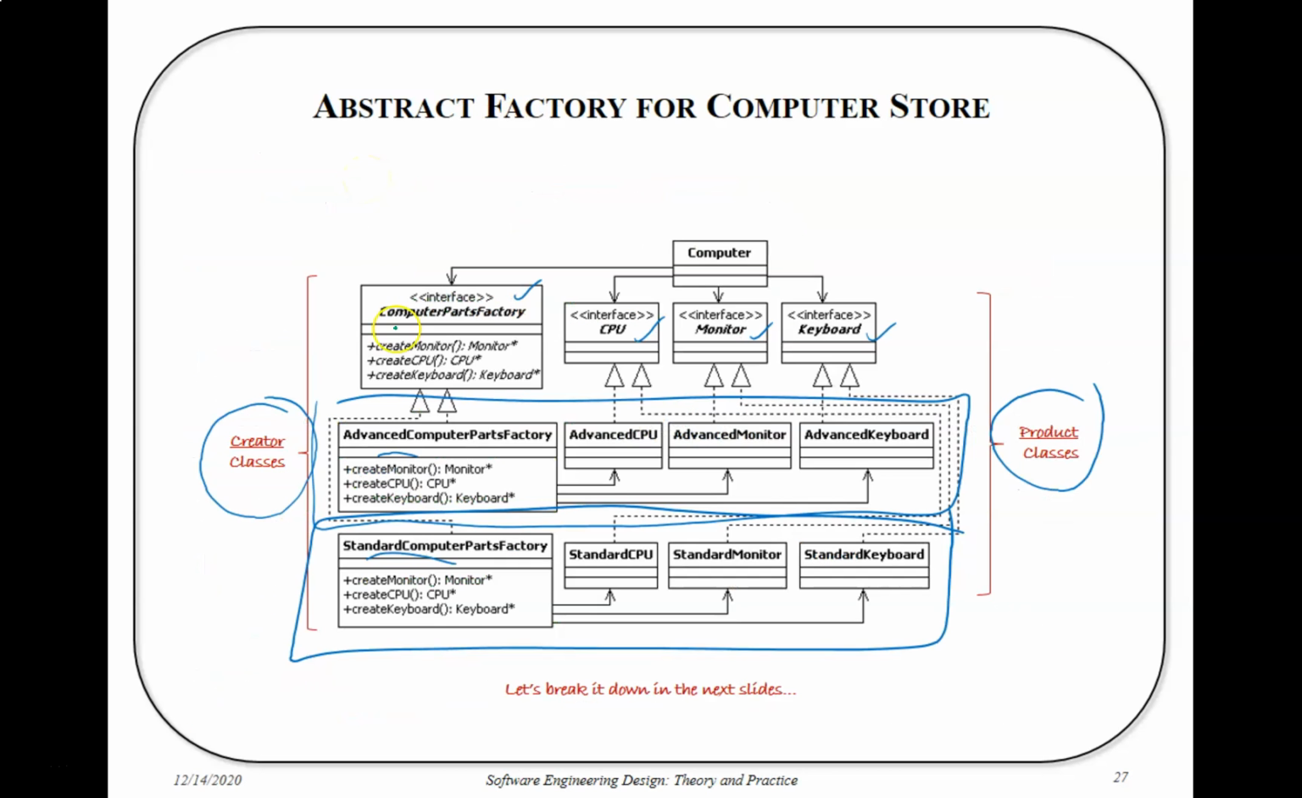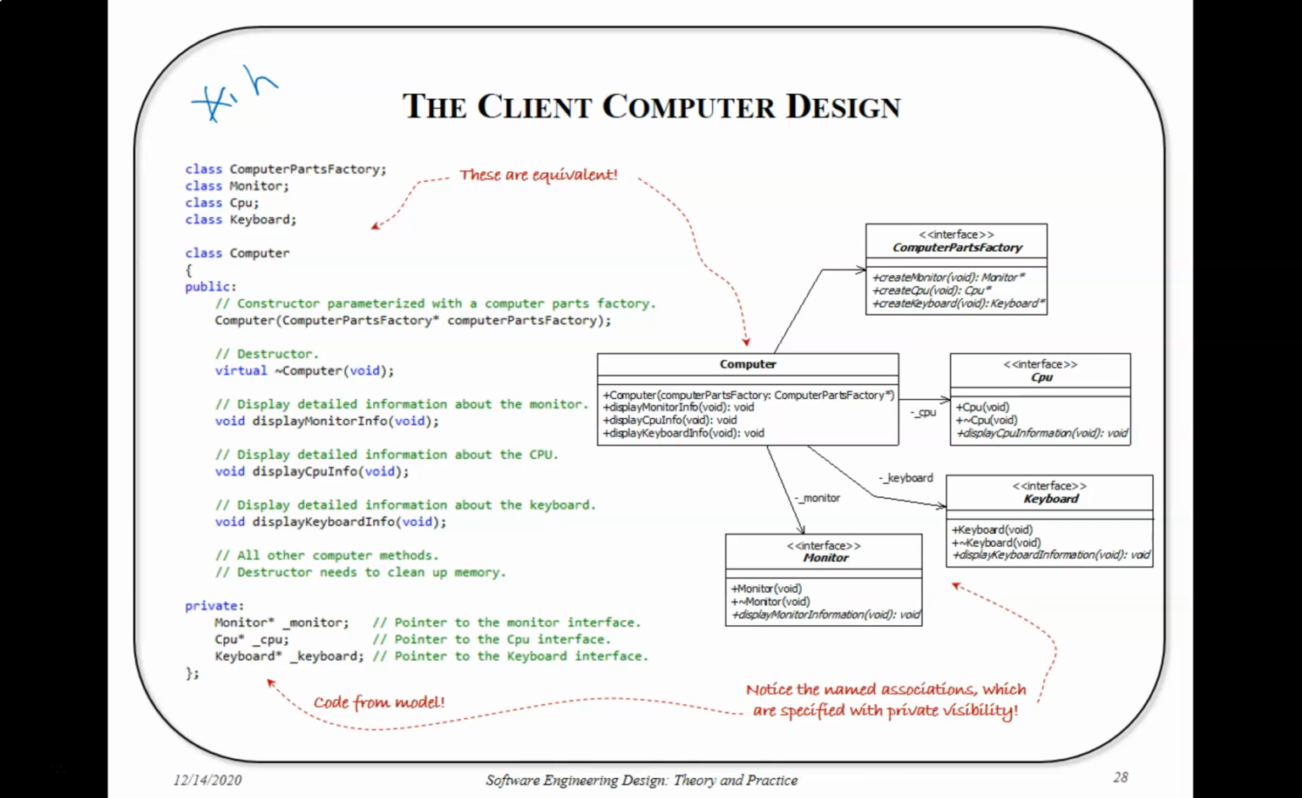Okay, now that we have seen the implementation of the creator class and the product classes, we are going to see how to implement this computer class as a client for this abstract factory design pattern. In our example, it's a computer store. So for the client computer design, here we have a .h file.